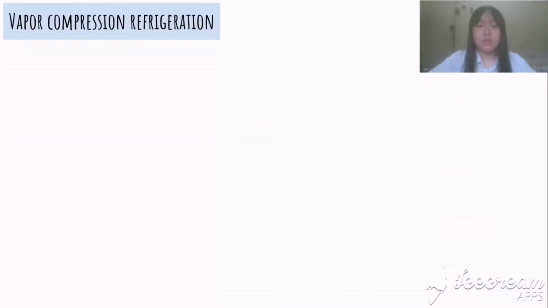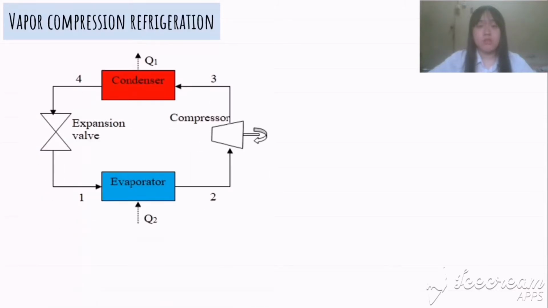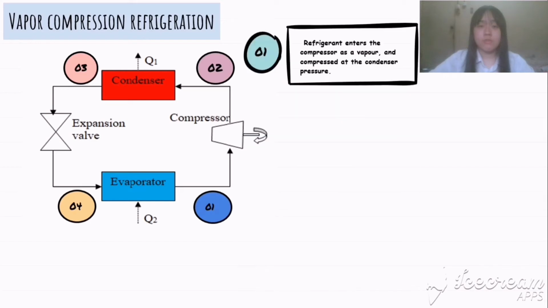What is vapor compression refrigeration? From this diagram, we can see that vapor compression refrigeration involves four main components, which are a compressor, a condenser, an expansion valve, and an evaporator. Firstly, the refrigerant enters the compressor as a vapor and it is compressed to the condenser pressure.